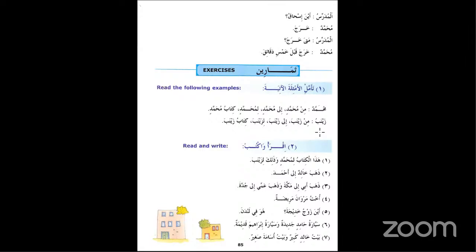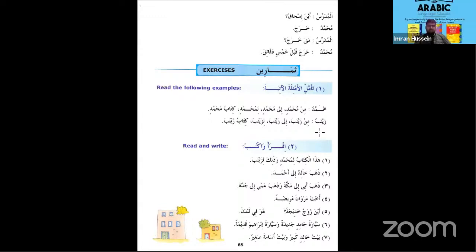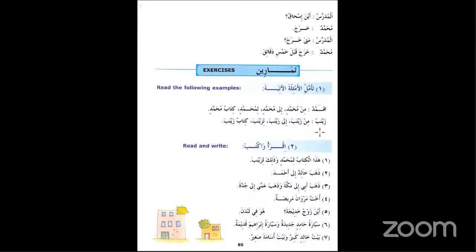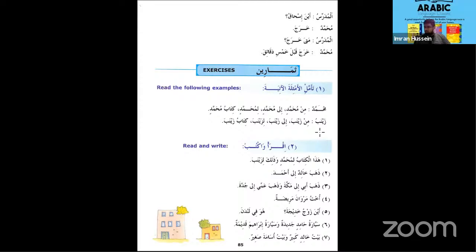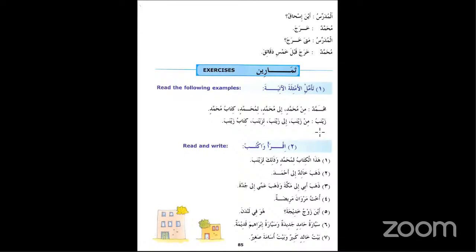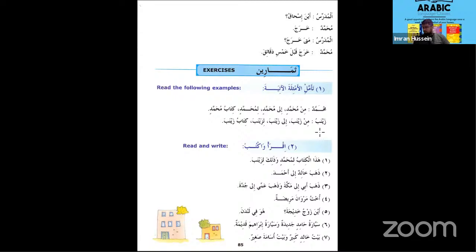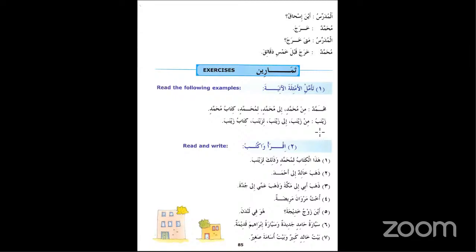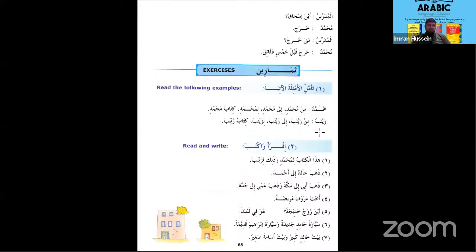Min is a preposition, so any noun after a preposition goes into the genitive case, that is kasra. So min Muhammadin. Ila also is a preposition, so ila Muhammadin. Li also is a preposition, li Muhammadin. And kitabu Muhammadin, here it is mudaf and mudaf ilay. Excellent. But Zainabu is a diptote, so it will take a fatha after a preposition: min Zainaba instead of min Zainabin. Correct. And then ila Zainaba, li Zainaba, kitabu Zainaba. Okay, excellent, perfect.